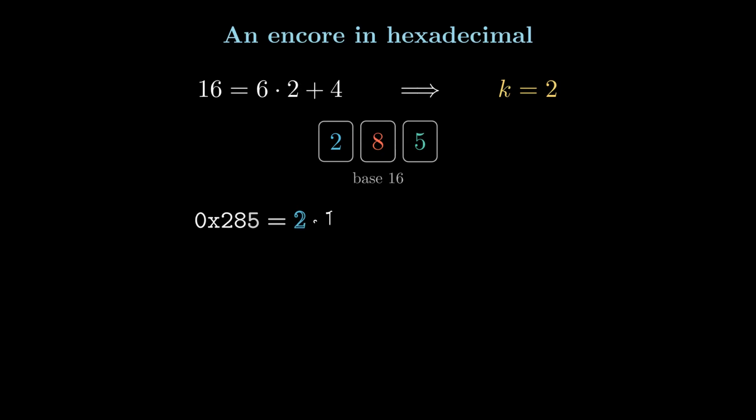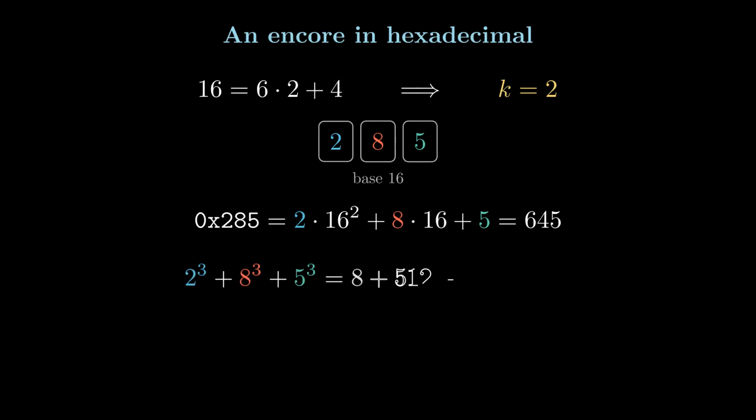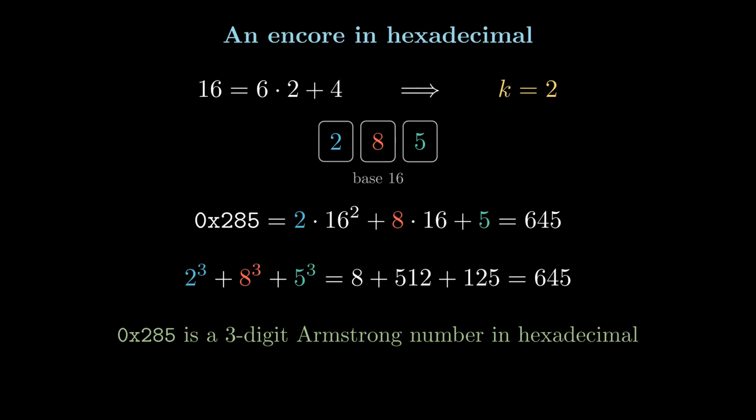In hexadecimal, which we preface with 0x, we get 2 times 16 squared plus 8 times 16 plus 5, which is equal to 645. Now we cube the digits. 2 cubed plus 8 cubed plus 5 cubed also gives us 645. Therefore, we have found a 3-digit Armstrong number in base 16.